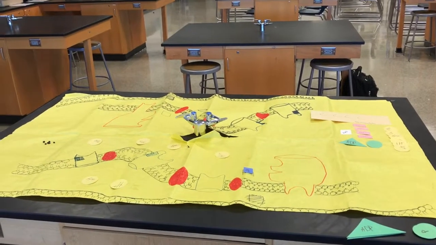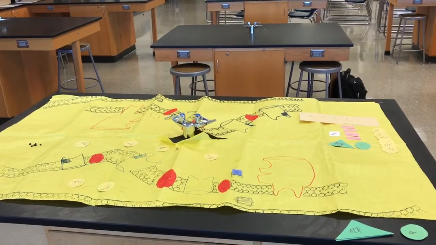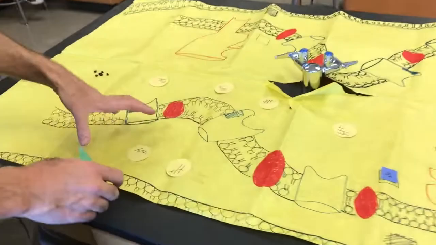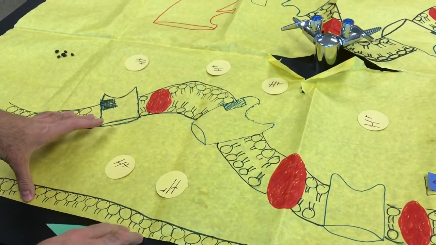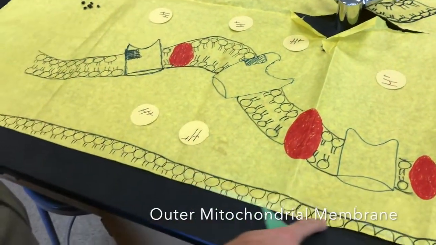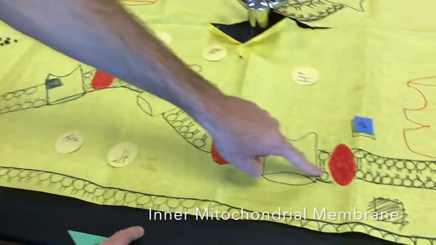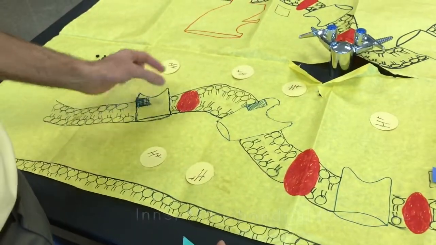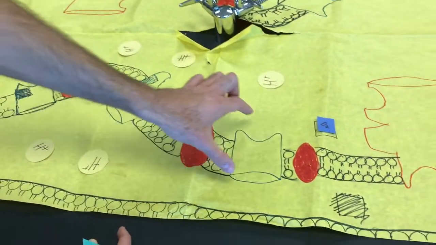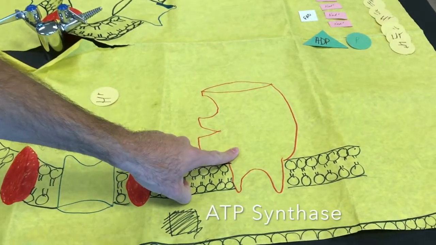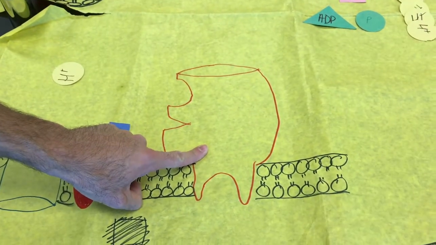So after glycolysis is finished, we're going to move into the mitochondria. This butcher paper represents the mitochondria. Remember, the mitochondria has a double membrane. This outer membrane is called the outer membrane. Then we have the inner membrane, and the inner membrane has a series of integral membrane proteins embedded in there, including this very special one called ATP synthase that will come up later.